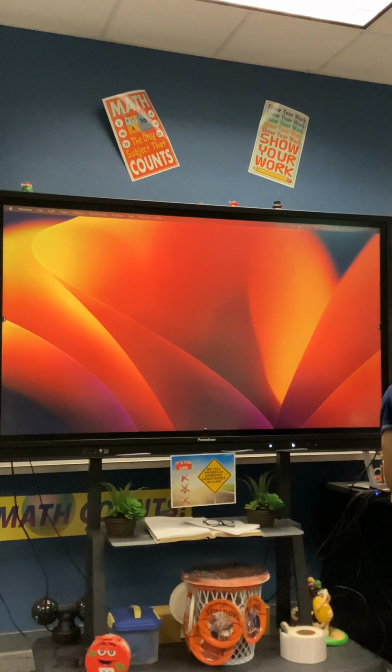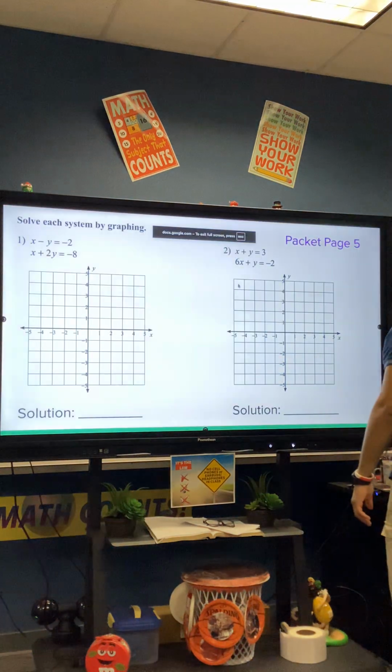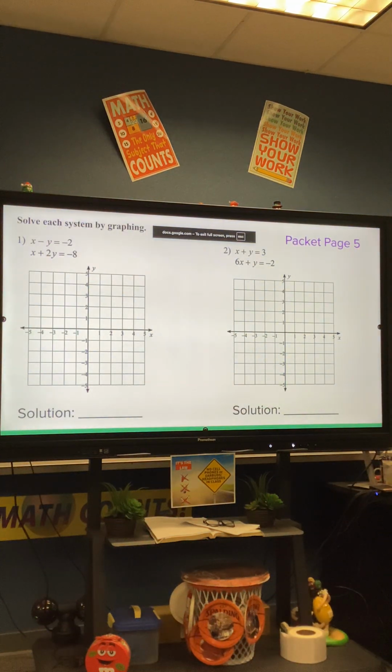Go graph the 2 lines. Don't wait on me to graph. Everybody in this room should be able to graph. When you graph the 2 lines should intersect. The point of intersection is your solution.